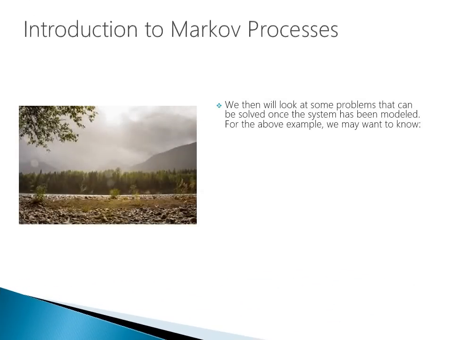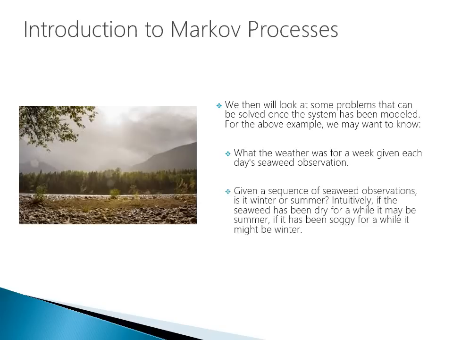We then will look at some problems that can be solved once the system has been modeled. For the example, we might want to know what the weather was for a week given each day's seaweed observation. Given a sequence of seaweed observations, is it winter or summertime? Intuitively, if the seaweed has been dry for a while, it might be summer, and if it's been soggy for a while, well, it might be winter.